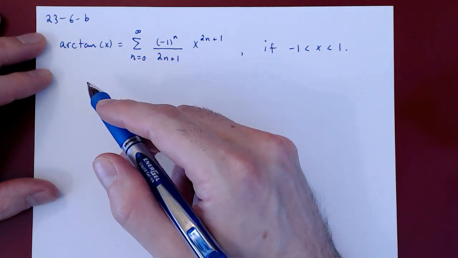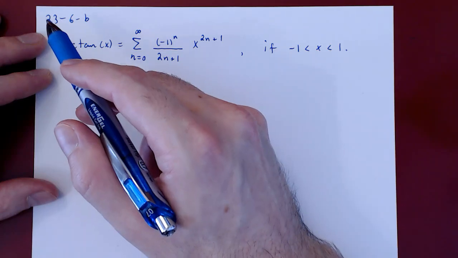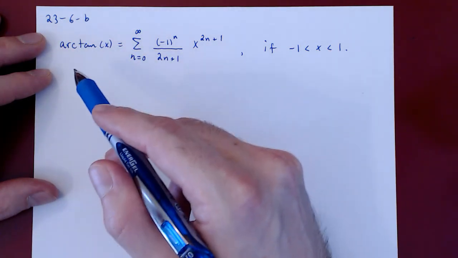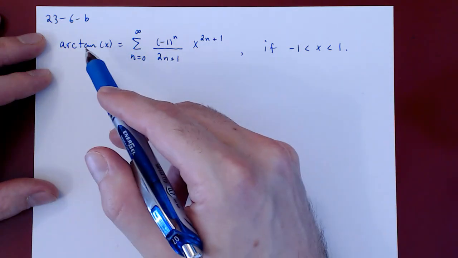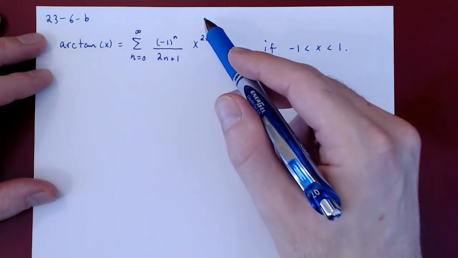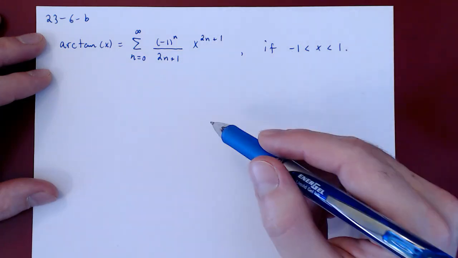Okay, so in this video, we want to look at an application of the result that we obtained in problem 23.6 part A. This is now part B. Now in part A, we did prove that arctan of x was equal to the following power series as long as x is strictly between -1 and 1.